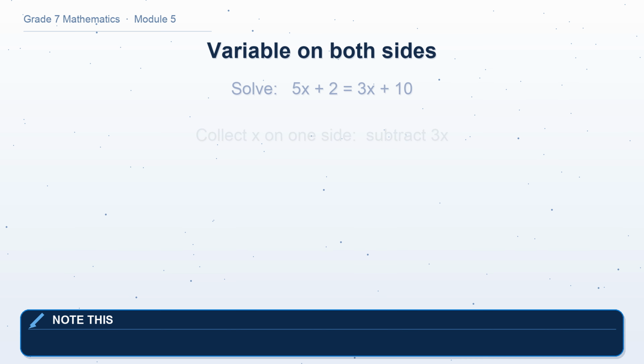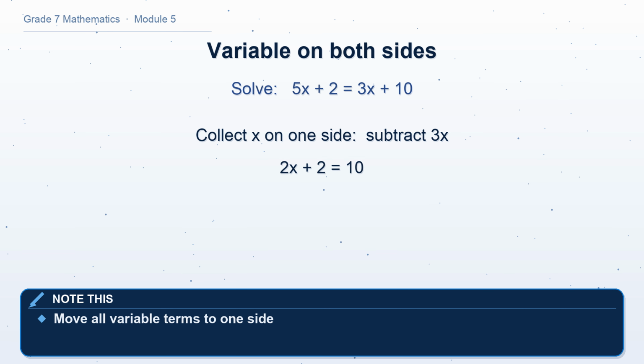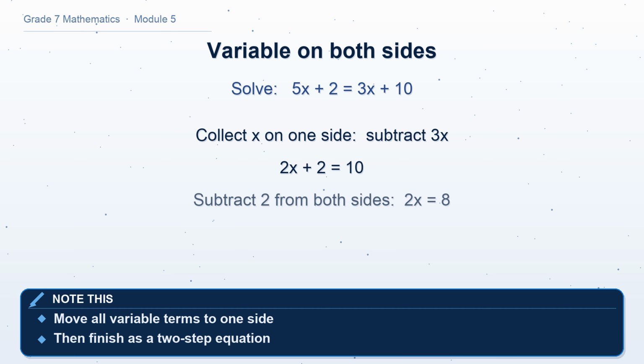Sometimes the variable appears on both sides. Solve 5x plus 2 equals 3x plus 10. Our first job is to gather the x terms onto one side. We subtract 3x from both sides. 5x minus 3x is 2x, so the left becomes 2x plus 2, and the right becomes 10. From here, it is a two-step equation. Subtract 2 from both sides to get 2x equals 8. Then divide by 2, so x equals 4.